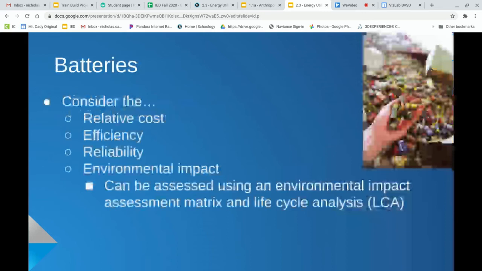Batteries, things to consider. Their relative cost, for the most part, they're pretty cheap. That's why we use them. They are efficient. They're reliable. The problem with batteries is they have quite an environmental impact. And for most batteries out there, when we're done with them, we tend to just throw them away, or at least a lot of us do. So they have quite an impact on the environment. You can do what's called a life cycle analysis, and you can assess what kind of an impact a product has on the environment.